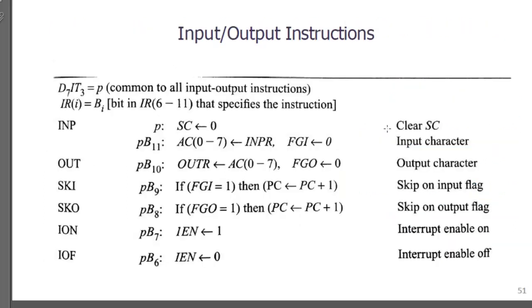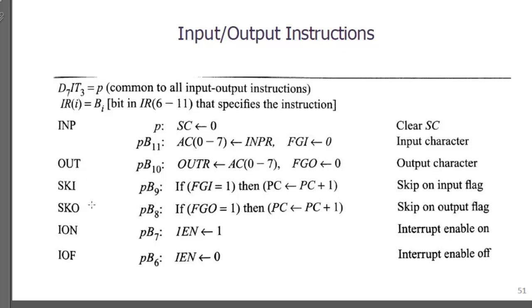So these are the input output instructions. The value at the sequence control is 0. After that, input instruction will be given. Input instruction, that is INP, is used to get input from the input device. Out instruction is used to give the output to the output device.